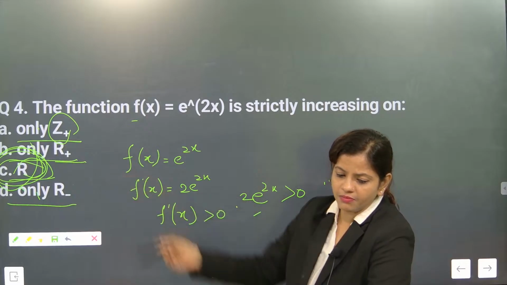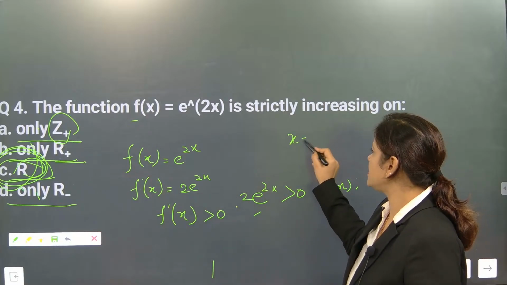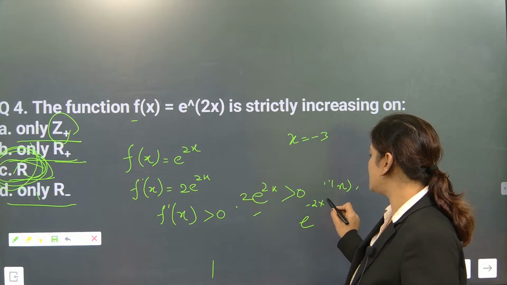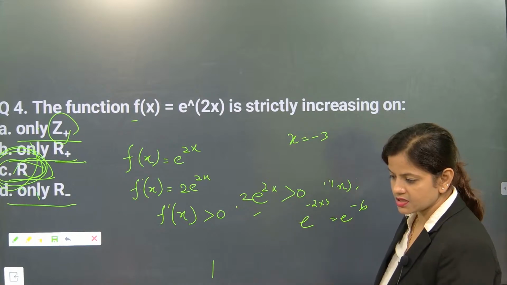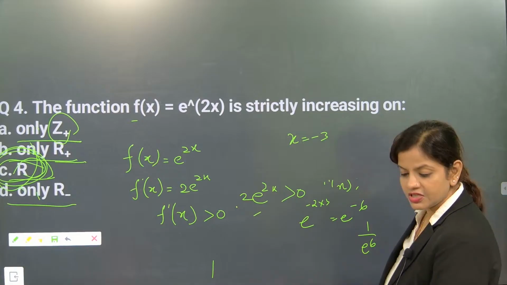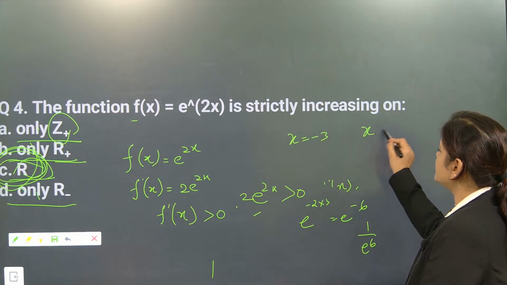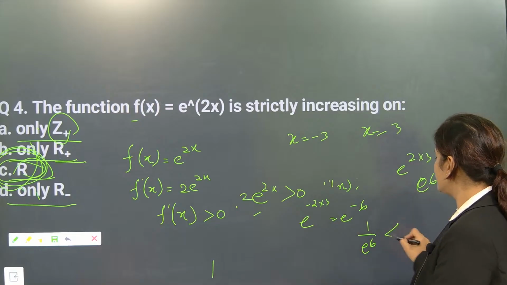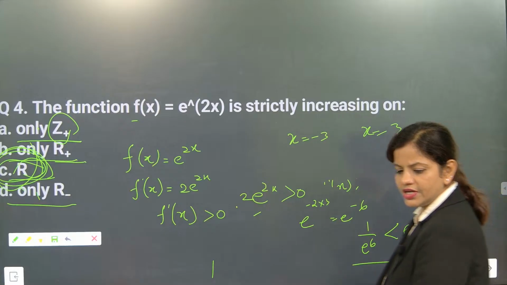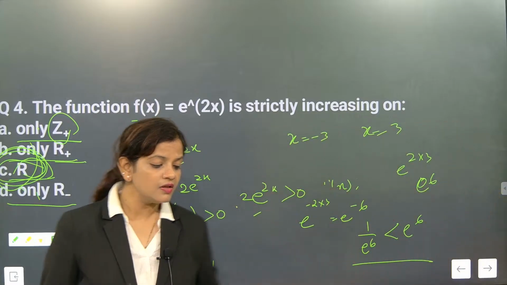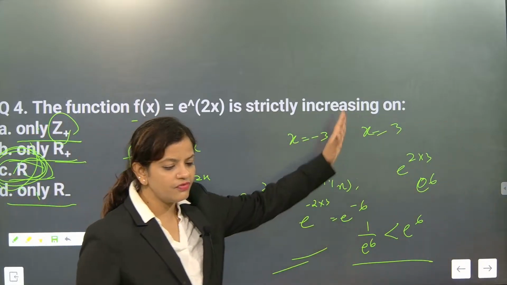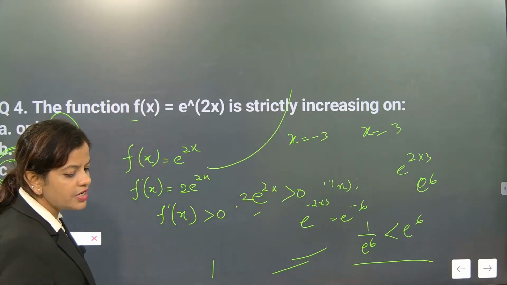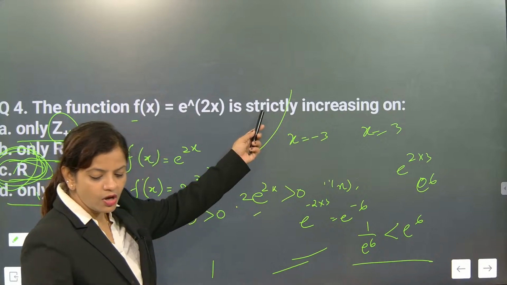And inside the real numbers, if you take x as minus 3, then e to the power 2 into minus 3 will become e to the power minus 6, so 1 by e to the power 6. It will be positive only. But if you write x is equal to 3, it will become e to the power 6, which is greater. So all the negative values will give you an ascending graph, a non-ending ascending graph. Understood or not? So it will be defined from negative real numbers to positive real numbers.